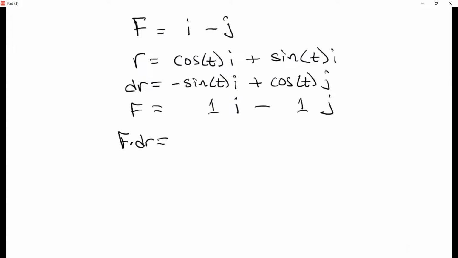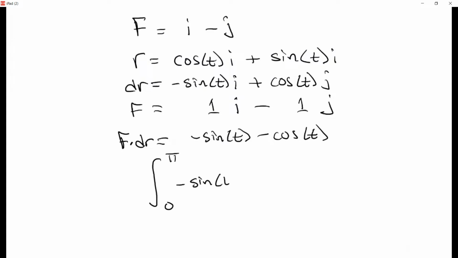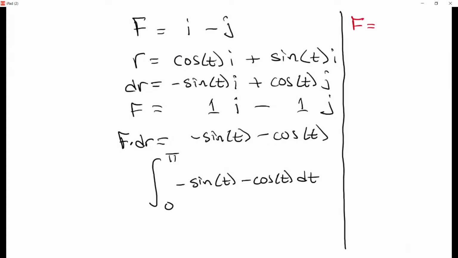All right, like I said, I know everyone can do this, but let's just make sure. Sam, what do you think? What's F dotted with dr? All right, very nice. So what we need to do now is integrate from 0 to pi of F dotted with dr, so negative sine of t minus cosine of t dt. So there's step 1. I'll put step 2 over here because it won't take as much effort or space. So give me a sec here while you're doing your calculations.